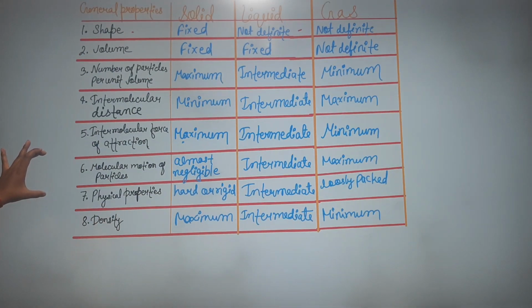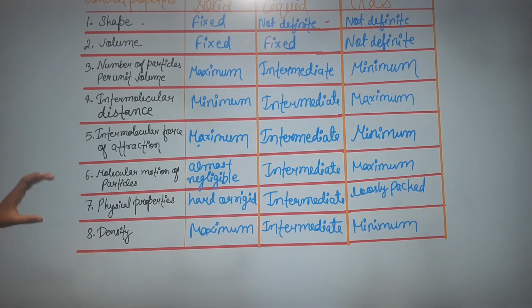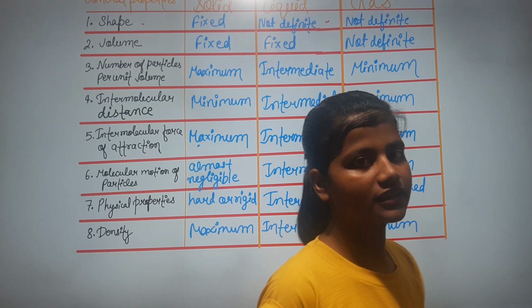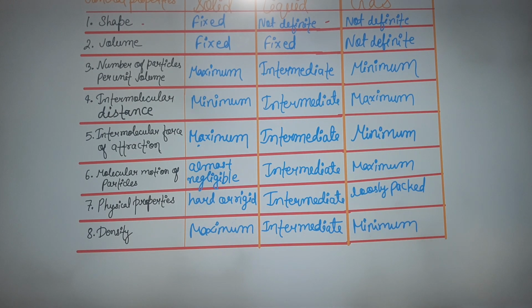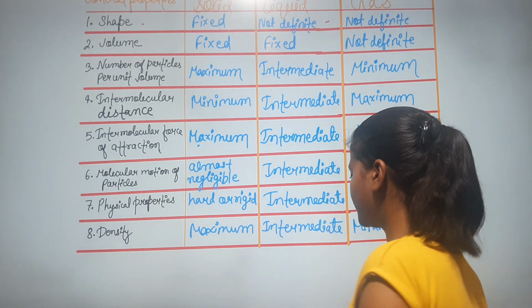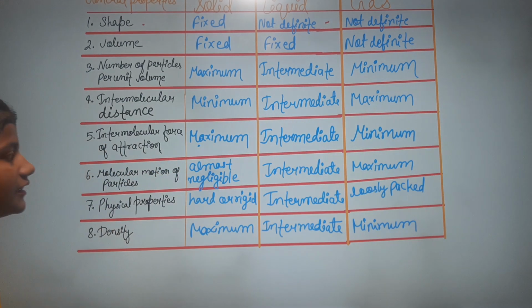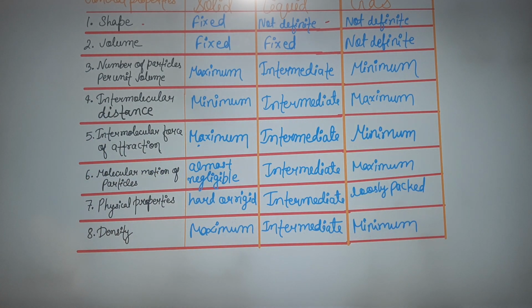And the fifth one is intermolecular force of attraction. In a solid the intermolecular force of attraction is maximum, in liquid the intermolecular force of attraction is intermediate, and in a gas the intermolecular force of attraction is minimum.